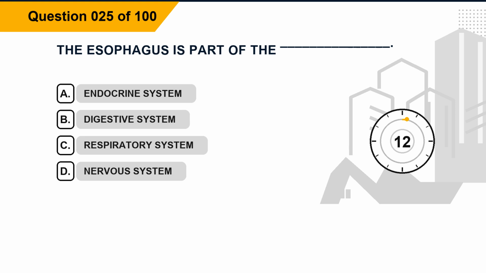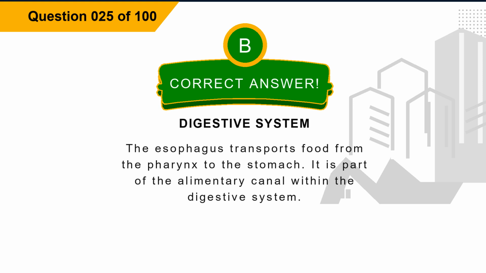Question 25. The esophagus is part of the blank. Option A, endocrine system. Option B, digestive system. Option C, respiratory system. Option D, nervous system. The correct answer is option B, digestive system. Explanation. The esophagus transports food from the pharynx to the stomach. It is part of the alimentary canal within the digestive system.